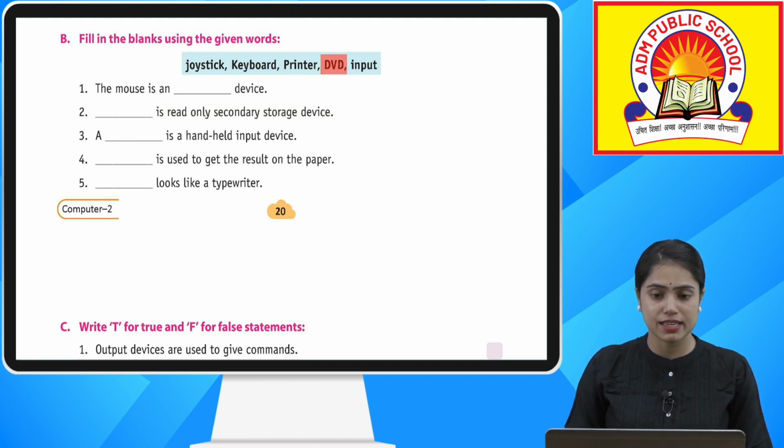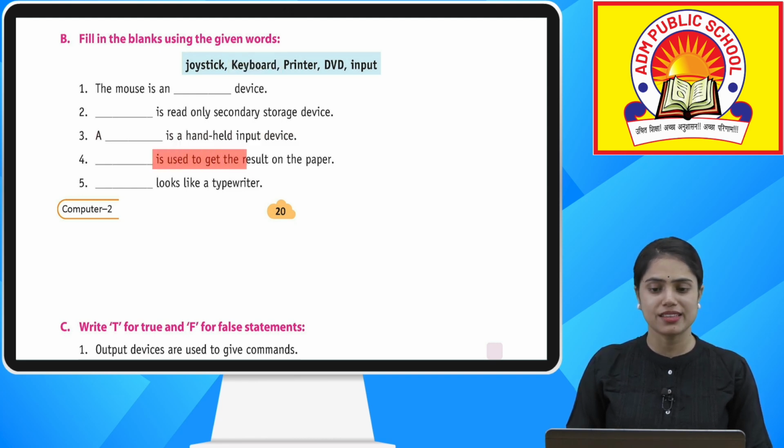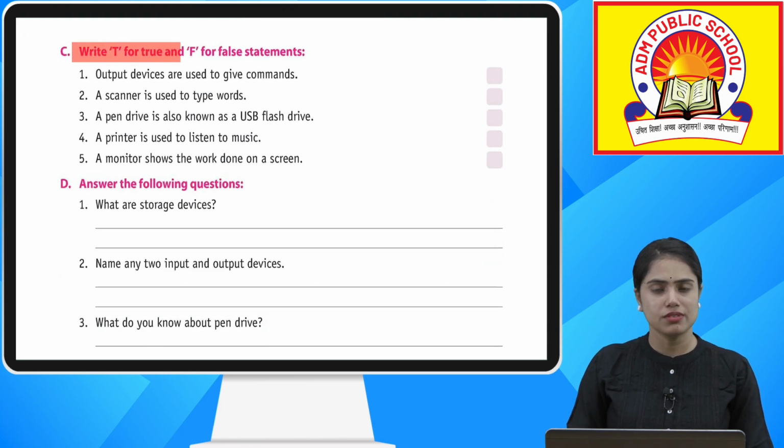Yes, joystick, printer, keyboard. A dash is a handheld input device. What is it? It is joystick. Dash is used to get the result on the paper, and that is printer. Dash looks like a typewriter. Keyboard.